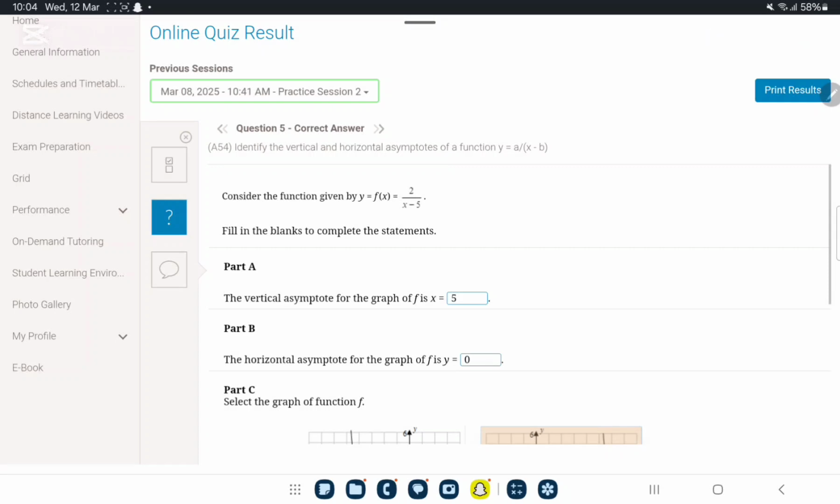Again, vertical asymptote, whatever makes the denominator 0. x minus 5 equals 0. Move it to the other side, x equals 5. And then for the horizontal asymptote, divide the x values. No x in the numerator, so it's always 0.